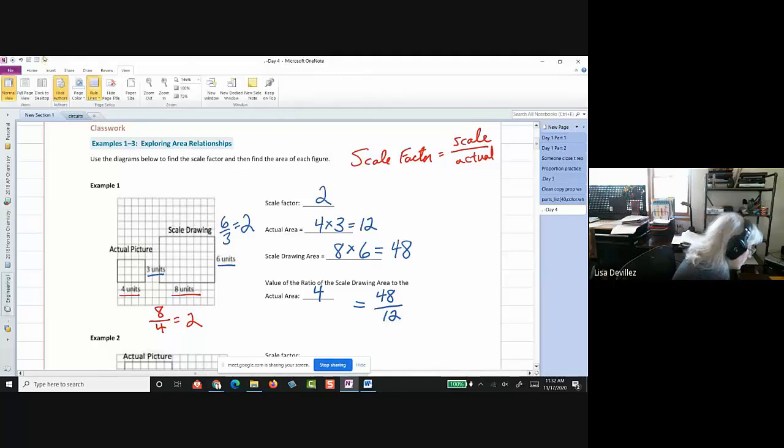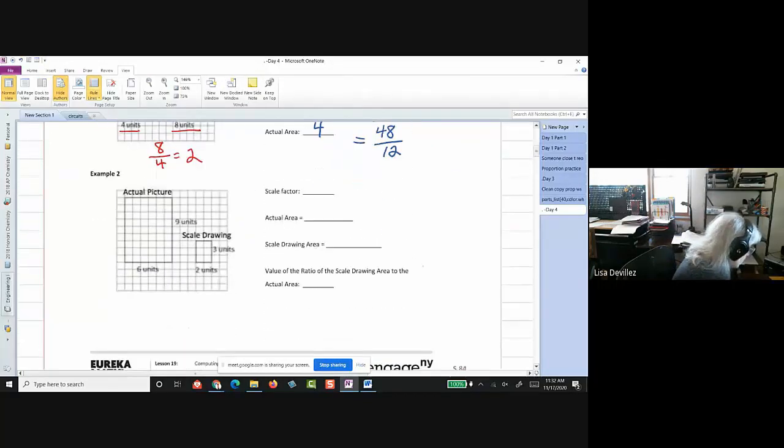All right. Okay, so now we're going to do this with a reduction. So our scale factor, and let's just use this one here, is 2/6, which would be 1/3. Okay, and then our actual area is 6 times 9, so our actual area is 54, whereas the scale area is 2 times 3, which would be 6.